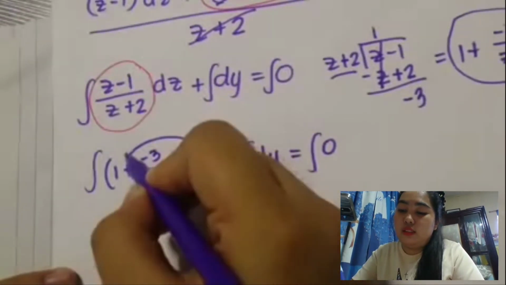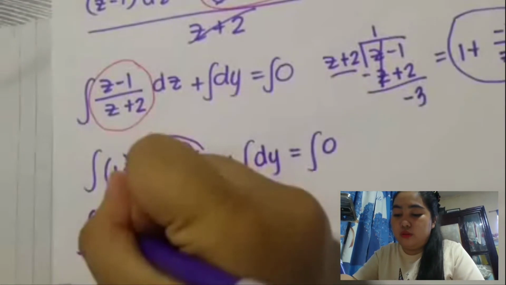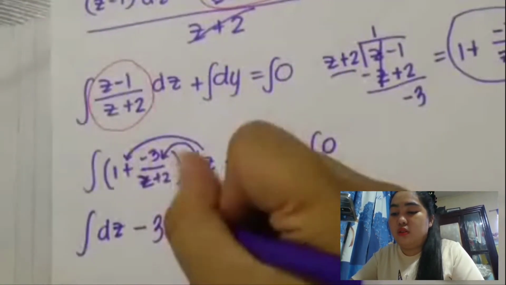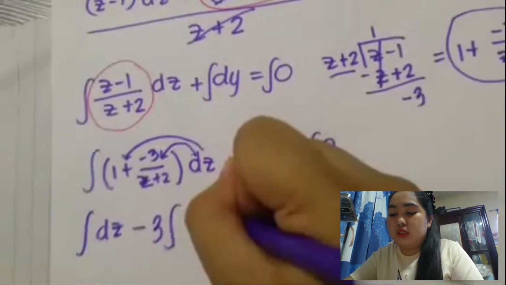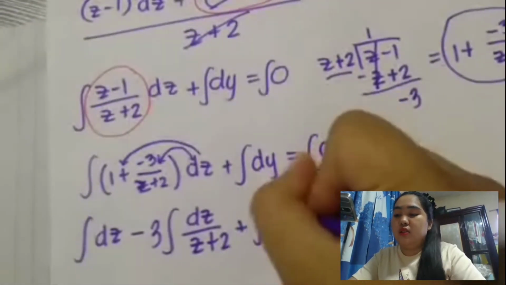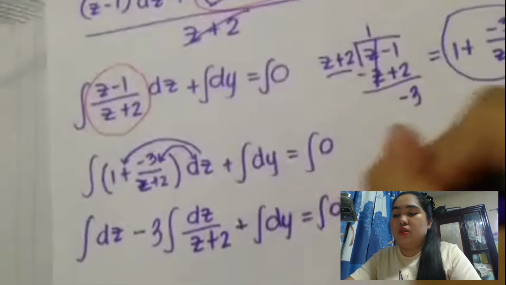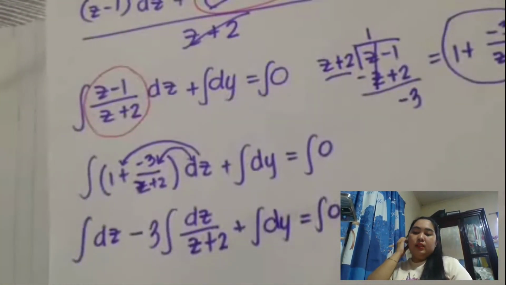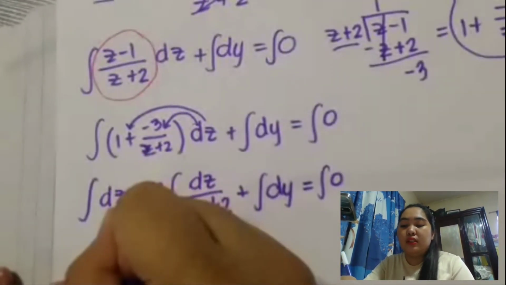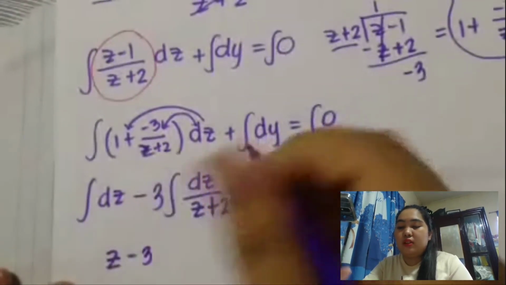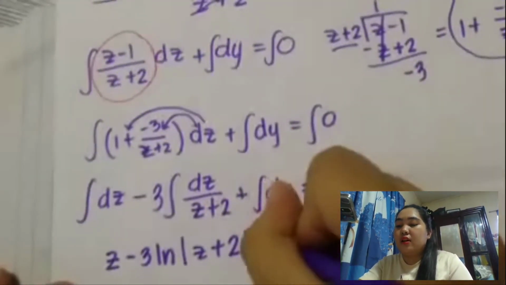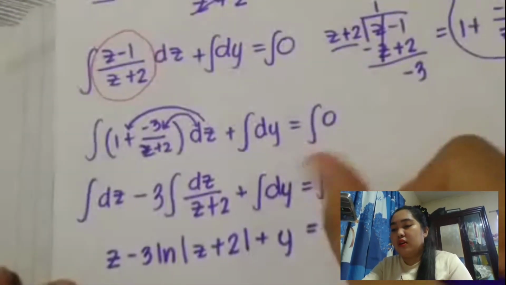Next is, i-distribute natin si dz dito sa loob. So, dz minus 3 dz over (z + 2) plus dy is equal to 0. So, next naman natin is integrate naman natin. Ang integration ng dz is simply z, minus 3 ln (z + 2). Integration na to ay simply y, then ang integration ng isang constant is c.